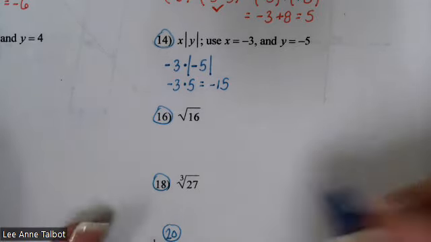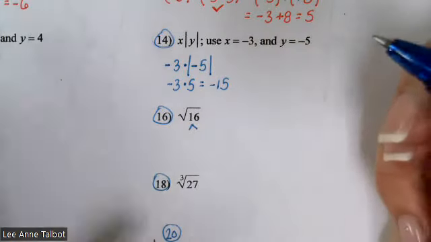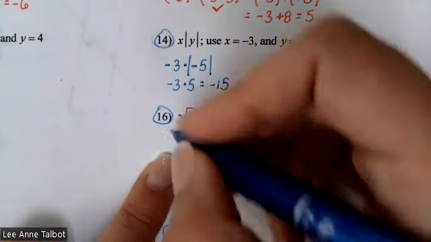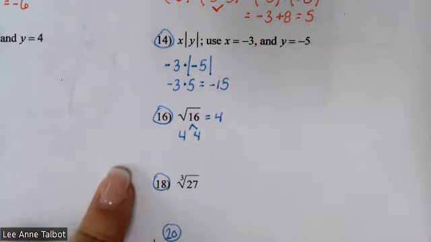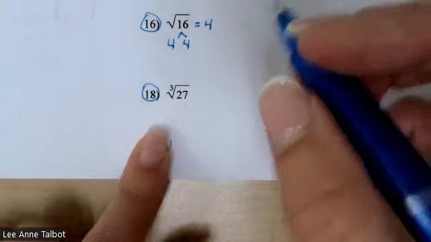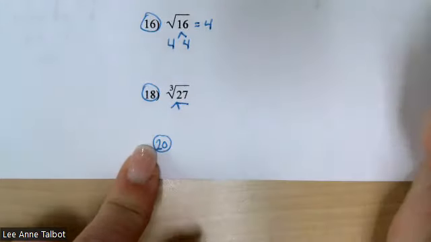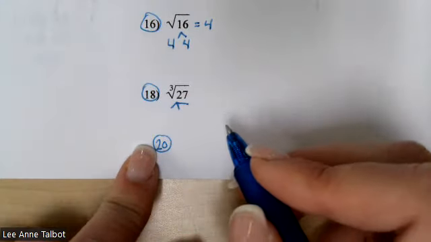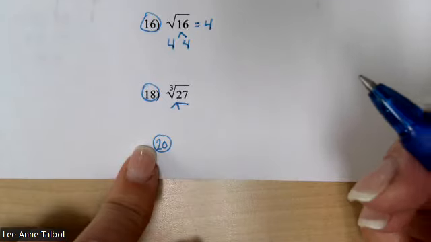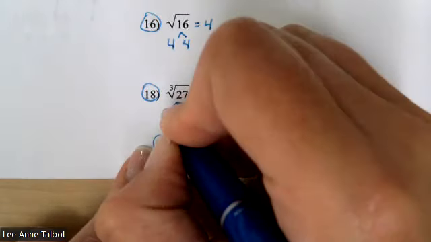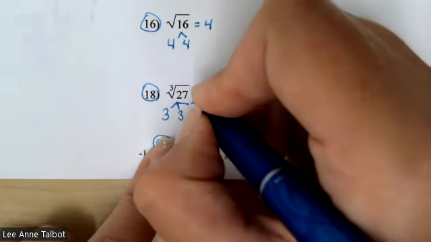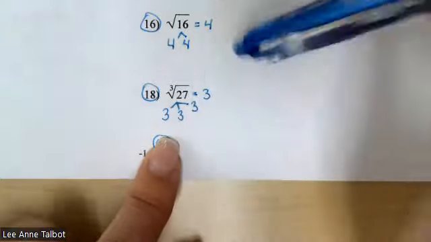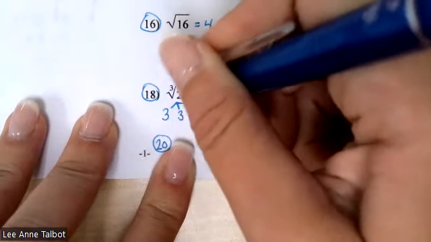Okay. All right, 16. It's a square root, so I put 2 branches off. 4 times 4 is 16, so the square root of 16 is 4. Cube root of 27, 3 branches off, which I just love because it looks like a bird foot and makes me happy. 3 times 3 times 3 is 27. So cube root of 27 is 3.